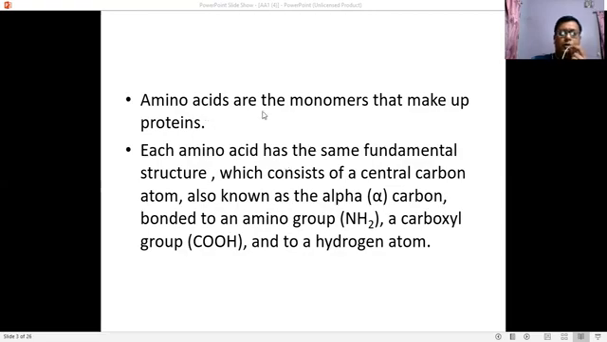So amino acids are the monomers that make up proteins. Each amino acid has the same fundamental structure. So what is the structure? It has a central carbon atom, which is known as alpha carbon. With this alpha carbon, one amine group is attached, that is the NH2 group, and on another end a carboxylic, that is COOH group, is attached.